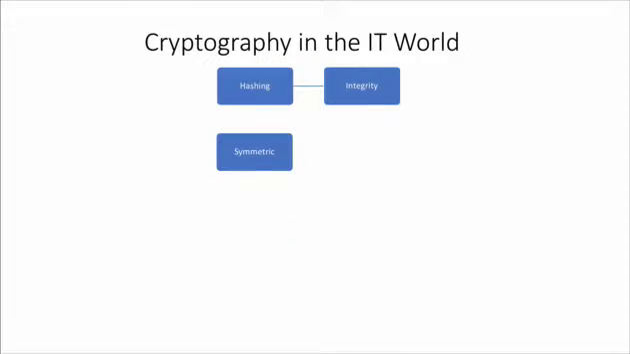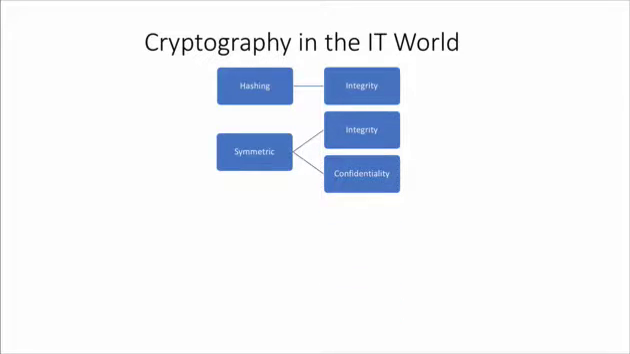Then we get symmetric algorithms, and these are used also for integrity checking, because you would need the password to change the integrity of the data, but it also is used for confidentiality. In other words, making something a secret. So we take plain text, we apply a symmetric algorithm to it, which then encrypts it, and then the person receiving the file can decrypt it and read the message, so that if the file is intercepted between the sender and the receiver, the confidentiality is kept intact.